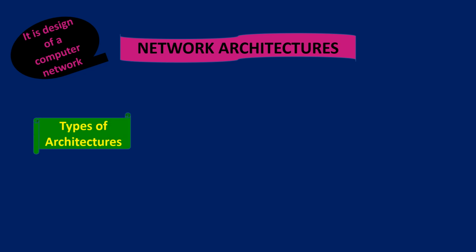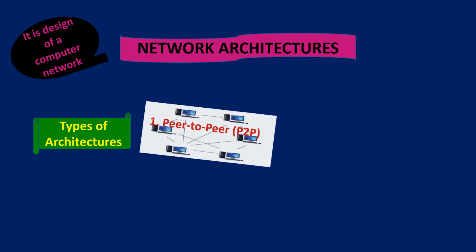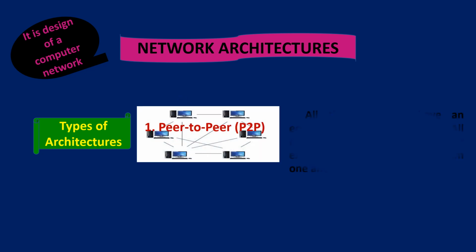Now we have to see the types of architecture. First one is peer-to-peer architecture. In this design, all the computers have equal status or position. All computers are responsible for exchanging, receiving data from one another. This network is useful for small environment, usually up to 10 computers. It is less costly. It does not contain any dedicated server. If one computer stops working, the other computers will not stop working.